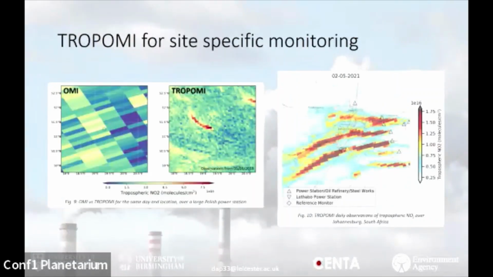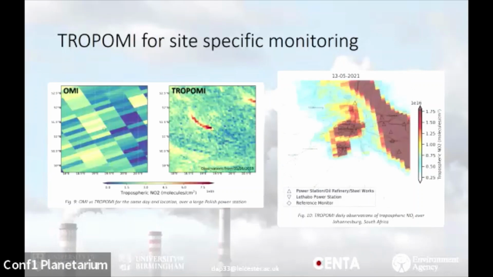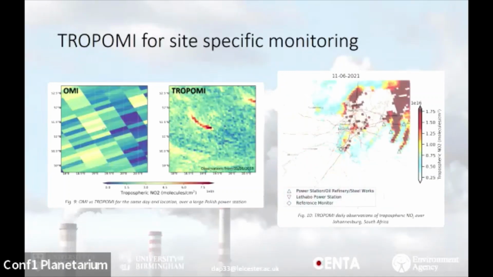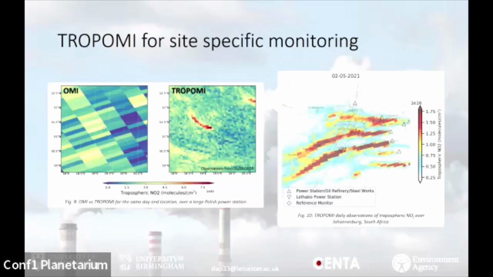So this slide just highlights the step up in capability we've had with Tropomi. On the left, we can see the same day's observation for OMI and Tropomi over a large power station in Poland. And you can see how much more clearly visible the power station plume is in the Tropomi record. On the right is highlighting how individual sites can be distinguished even in a heavily polluted area. It's showing Johannesburg, which is in the center, which is itself a large urban source of NO2. And then you can see all the coal-fired power stations that flank the right-hand side. You can see the individual emissions from each of those sites. So this is really a capability that we've only had with Tropomi.